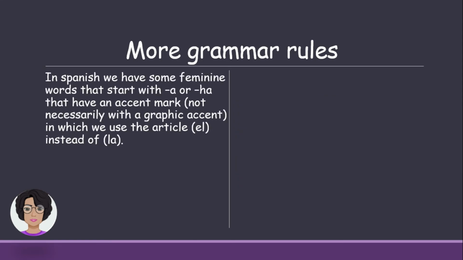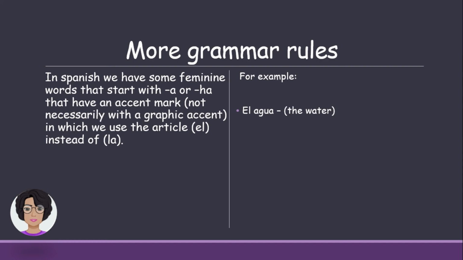In Spanish, we have some feminine words that start with a or ha. Remember the letter H is mute. In Spanish, we have some feminine words that start with a or ha that have an accent mark, not necessarily with a graphic accent, in which we use the article el instead of la. And let me give you some examples. So we say el agua instead of la agua, even though the word agua ends with an A. So keep that in mind.